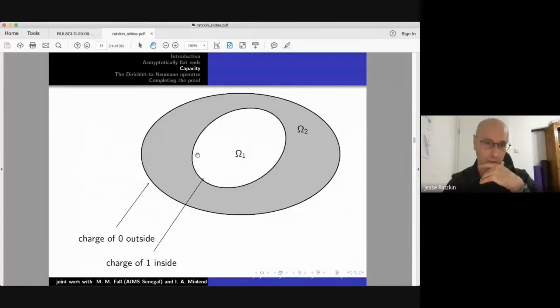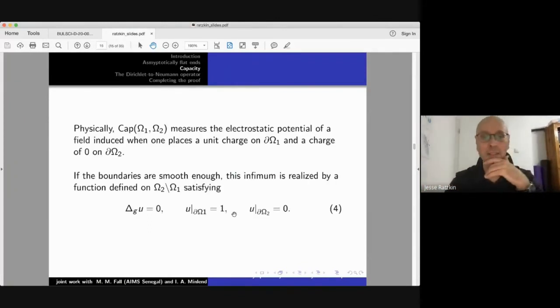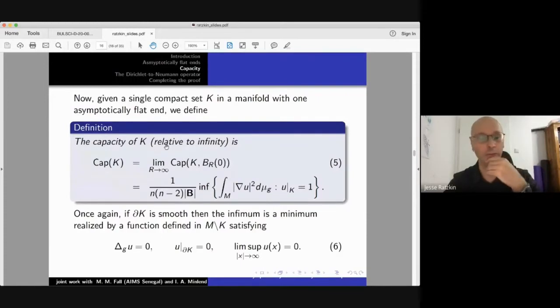Now, we were talking about capacity of a compact set. So how can I make sense of this? Because I know I have 2 sets. The idea is that now you want to make this omega-2 set very large. So you want to imagine this omega-2 to be a sequence of ever-growing, of increasing balls. So I can make that more formal by saying that the capacity of a compact set K is the limit as r goes to infinity of the relative capacity of K with a ball of radius r centered at some fixed point.